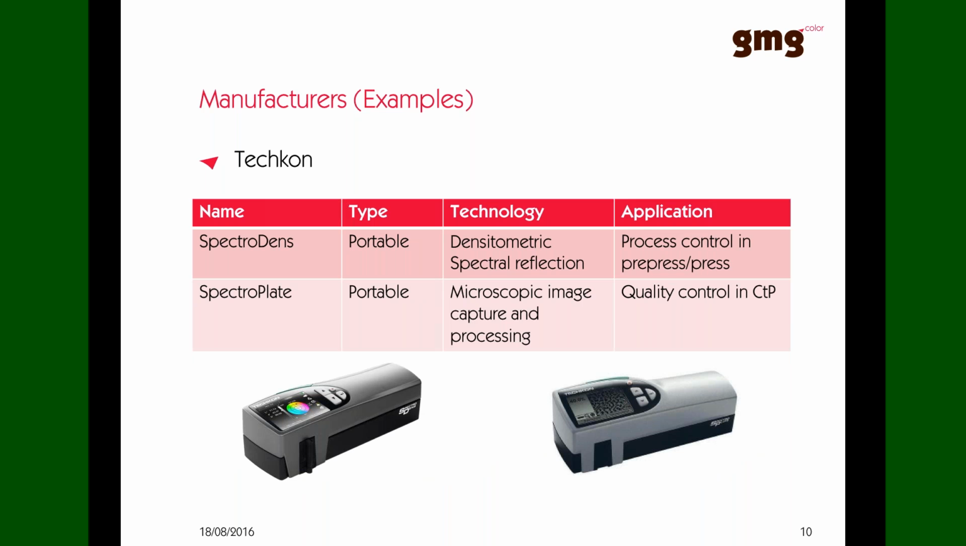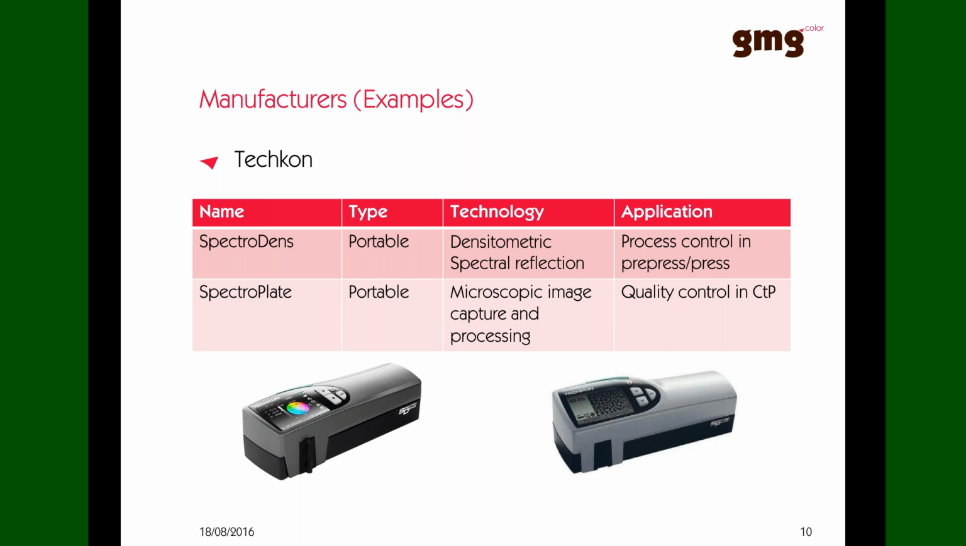As a last vendor, I want to talk quickly about Techcon. Techcon is a German manufacturer, and they have, for example, the SpectroDens on the lower left-hand side. It's also a portable device, but it also has rolls underneath the device, so you can also do a strip measurement using this without needing to use a ruler. And it also can measure densitometric and spectral reflection. It's used mainly on press as process control, but can also be used in pre-press.